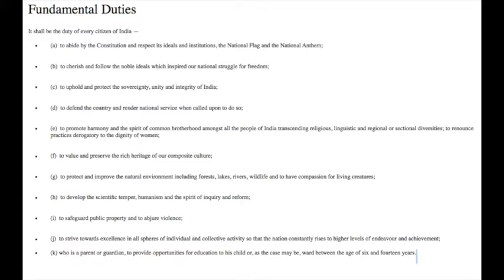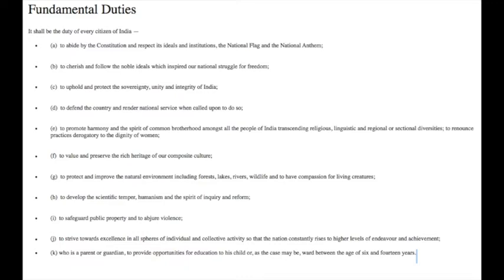And number two, to cherish and follow the noble ideals which inspired our national struggle for freedom. To protect and to follow the noble ideals. That is, the ideals of democracy, justice, liberty, equality, fraternity, and so on. Inspired our national struggle for freedom. The national struggle was under the banner of the Indian National Congress. Its foundation was laid by A.O. Hume in 1885, and it provided a stage for the national struggle for freedom.